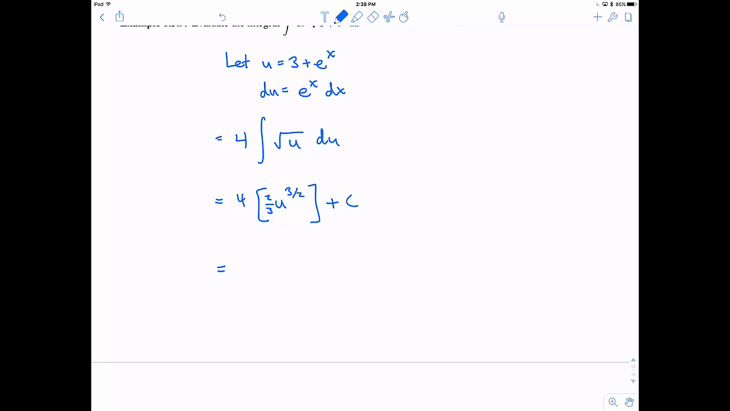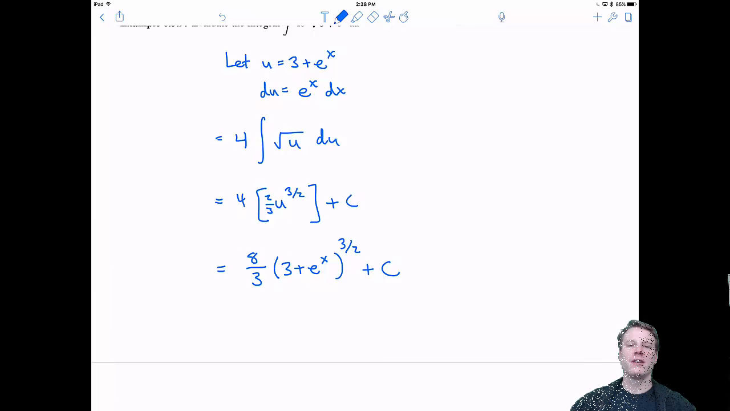And then the last step is to go ahead and exchange back. My u is this 3 plus e to the x. So let's go ahead and exchange that, simplify a little. And so my final answer is this 8/3 times 3 plus e to the x, all raised to the 3/2, plus c. All right, and that should do it for us here in 6.3, the natural exponential function.